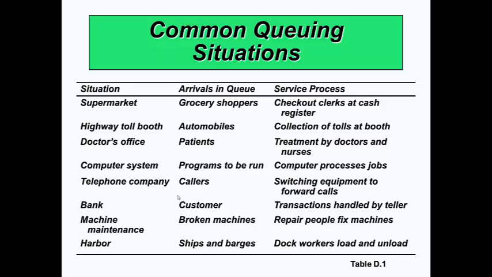Supermarkets are the most common examples, but you can see waiting lines or queues in doctor's offices, while waiting for customer service on the phone. You can see that on the highways, toll booths. You can see them in the post office, in banks, on and on and on.